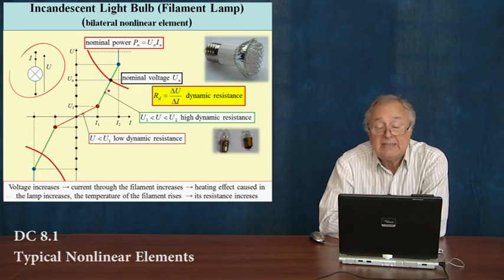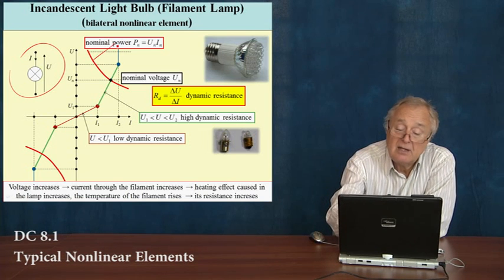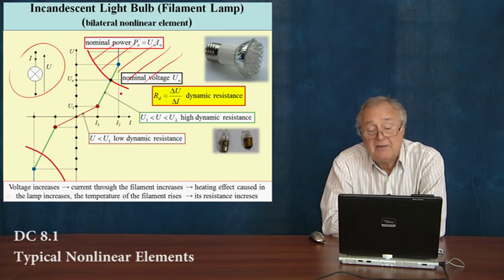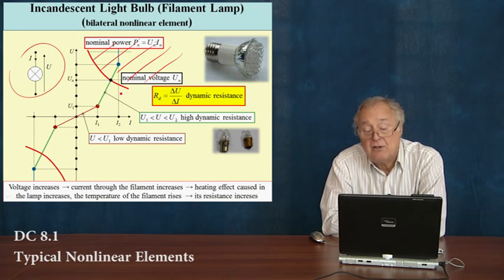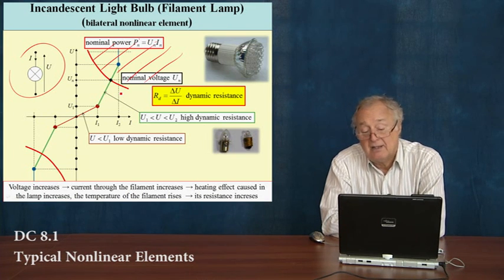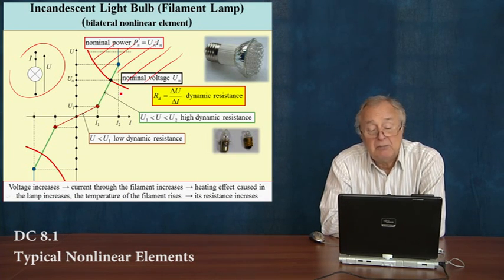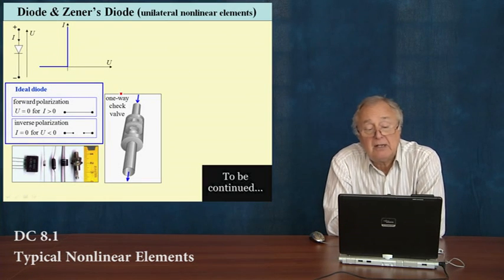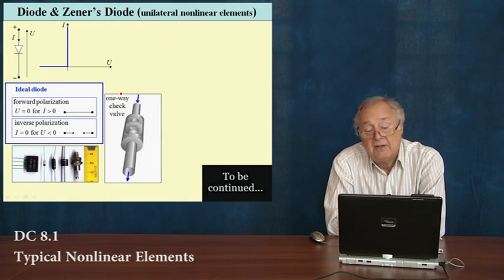And obviously this area is forbidden because the power is greater than the nominal power of the filament lamp. If we exceed this power, then obviously we will burn our filament and we will destroy our bulb. So this is a typical bilateral nonlinear element. Now unilateral nonlinear elements: the diode, and then Zener's diode.